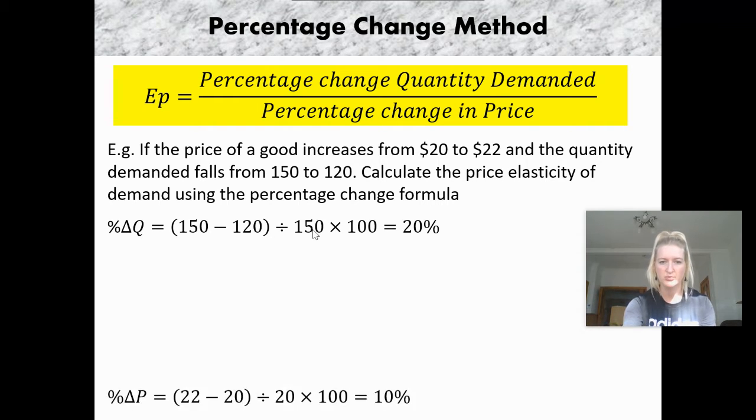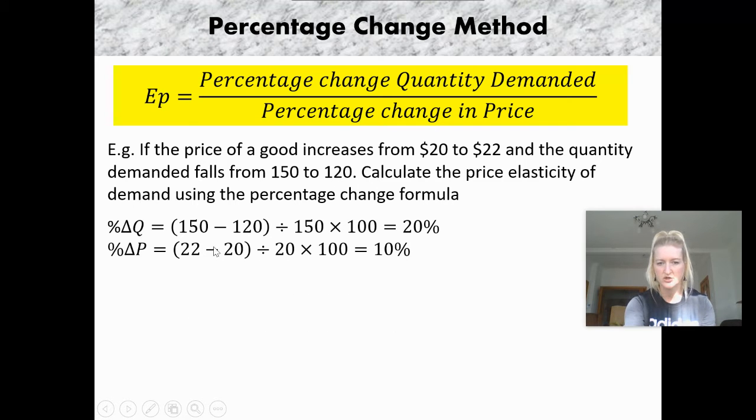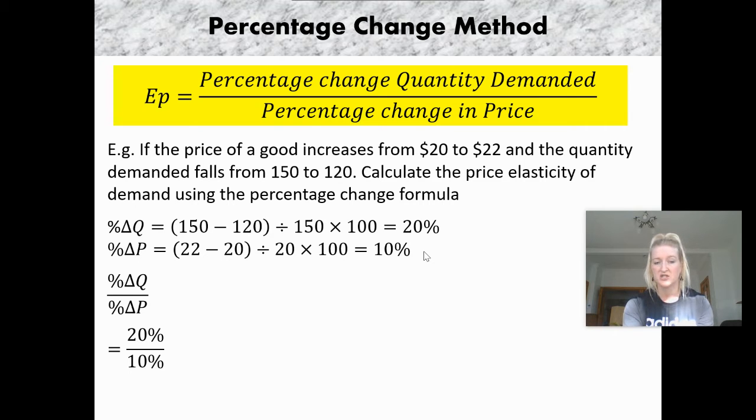So the change in the price was 2, so essentially 2 divided by the original price, which was 20, times 100 gives us 10%. Then we can put those two numbers into the formula. Our formula is the percentage change in the quantity divided by the percentage change in the price. So the percentage change in quantity is 20, divided by the percentage change in price, which is 10. 20 divided by 10 is 2.